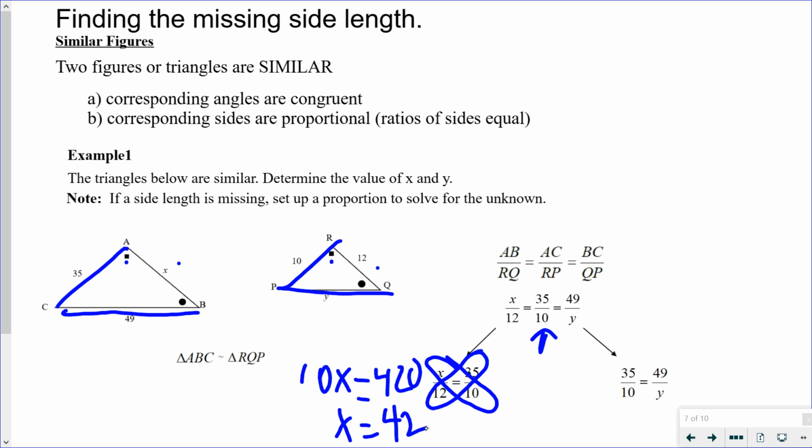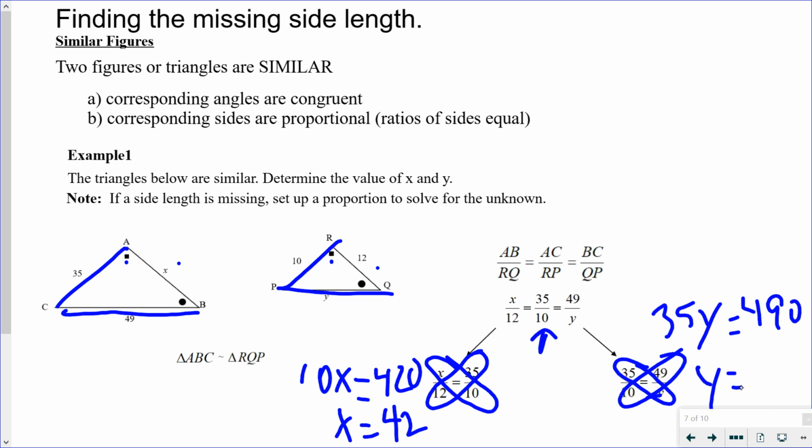And you want to do the same thing with 35 over 10 is equal to 49 over Y. Cross products should be the same if these are proportions. So 35Y is equal to 49 times 10, which is 490. Divide both sides by 35, and so Y is equal to 14.